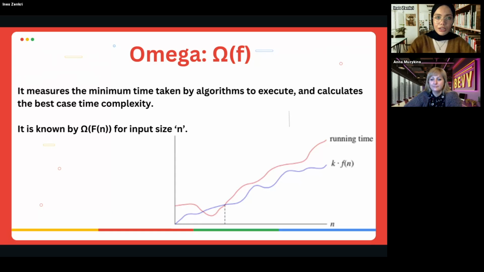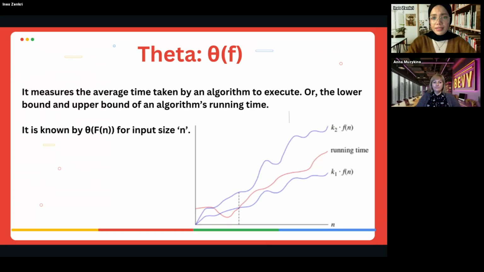So big O is actually for the worst case scenario, and omega is for the best case scenario. And it's also written in function of n. And what comes between the both of them is theta. So this measures the average time taken by an algorithm to execute, or the lower bound and upper bound at the same time. So it's called theta because it's also at the size of our thumb. So the function takes a thumb size to run.